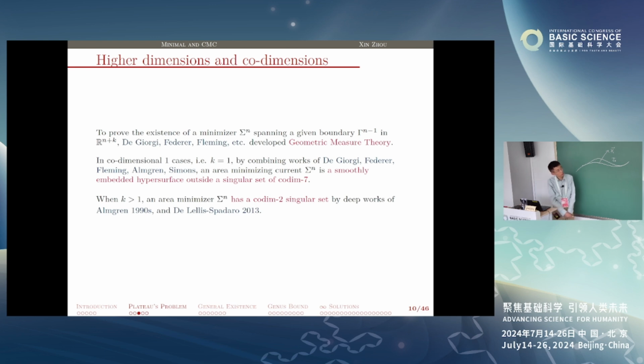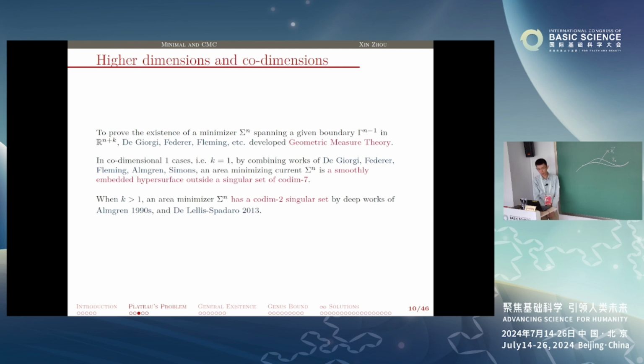codimensions to prove, for instance, the existence of a minimizer, Sigma^n, spanning a given n minus one-dimensional boundary in R^(n+k). A lot of people, for instance, De Giorgi, Federer, Fleming, etc., developed the geometric measure theory, in particular the integral current theory, to show the existence of such a minimizer in the category of Lipschitz, or they call rectifiable currents. We have regularity theory in the codimension 1 case when k equals 1.